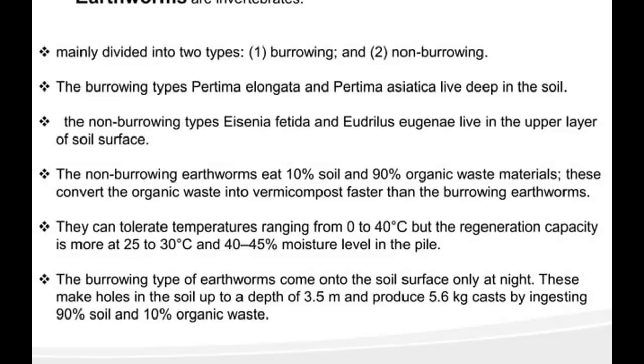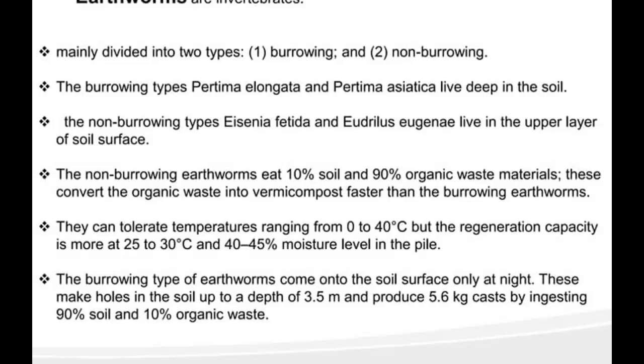Earthworms are invertebrates that are mainly divided into two types, burrowing and non-burrowing earthworms. Burrowing types, like Pertima elongata, live deep in the soil, while non-burrowing types mostly live in the upper layers of the soil surface. The non-burrowing earthworms eat 10% soil and 90% organic waste materials, and they can tolerate temperatures ranging from 0 to 40 degrees centigrade. But the regeneration capacity is greatest at 25 to 30 degrees centigrade.